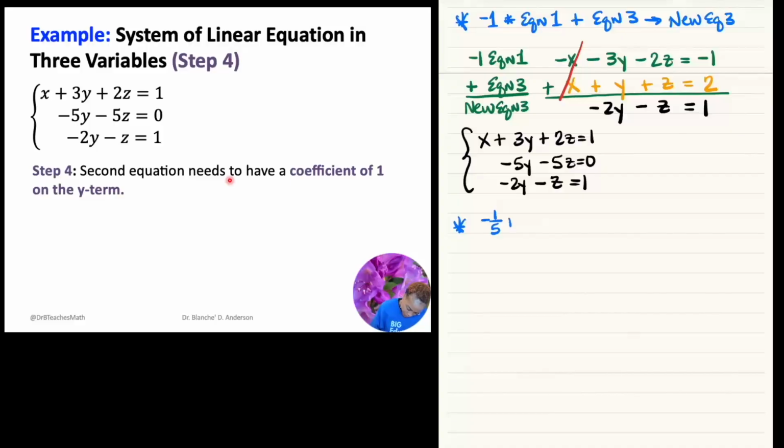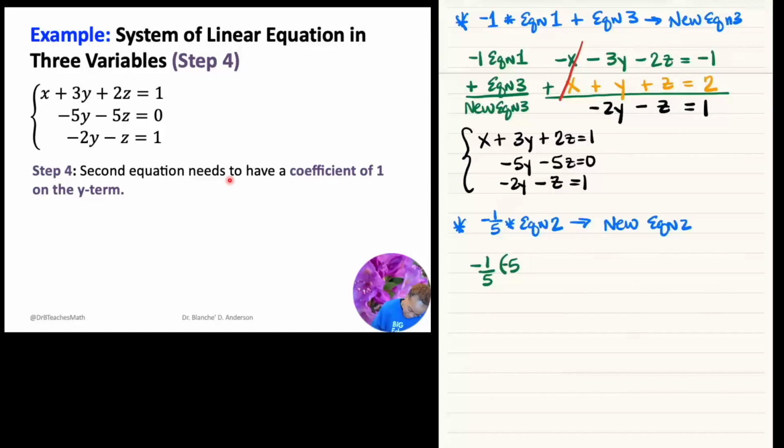Times equation 2 to get my new equation 2. Now, I don't have to add it to anything because my goal is just to make it a 1. Okay, so that's why I'm just taking 1/5 times that. So if I take negative 1/5 times equation 2, let me write it so you can see it because it's fractions. I know a lot of people don't like fractions. It's going to look like this.